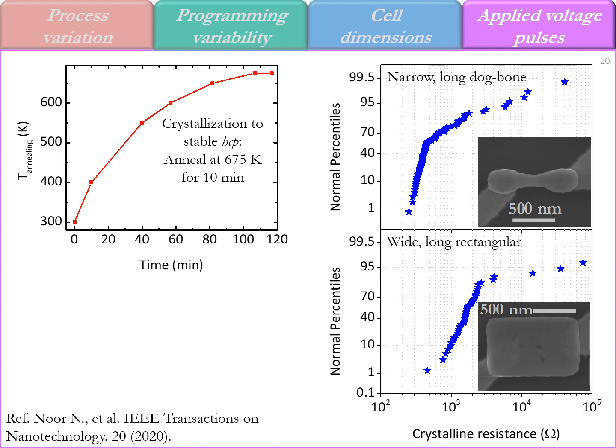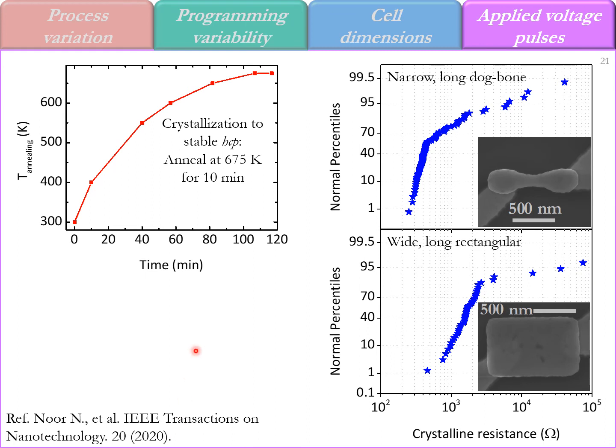This stochasticity is present in cells of any dimension. And here you can see the distributions found in the long narrow cells, and here you see the distributions found in the wide long cells. Hence, it is evident that this crystalline initial resistance distribution or statistics is found in cells of any dimension, and it is worth utilizing this crystalline initial resistance distribution to enhance the overall programming variability in the later reset stage.